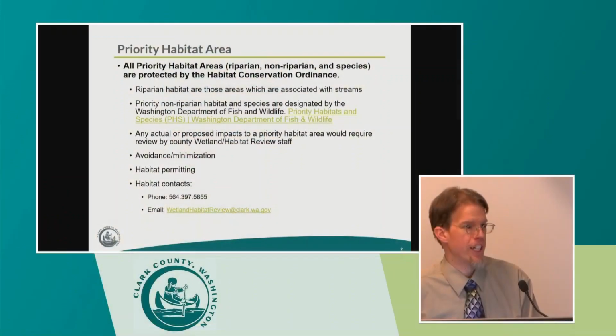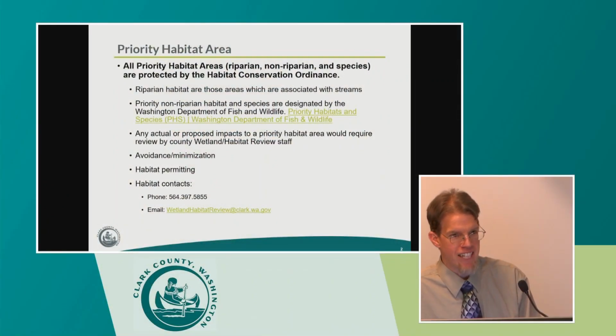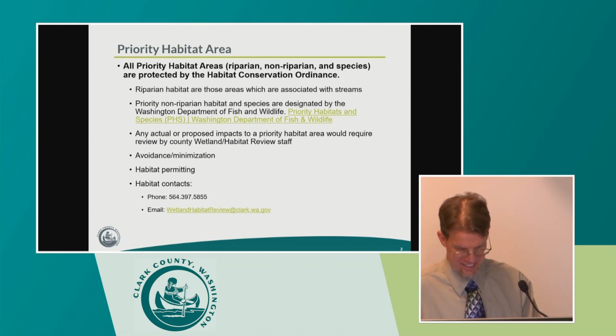Also, one other thing to note is our avoidance and minimization clause in our habitat ordinance, which states to first try to avoid any impacts to a priority habitat area if that's possible. In the event that it's not possible, then we would need justification for the impact, and you need to demonstrate how any minimization measures have been completed at that point.